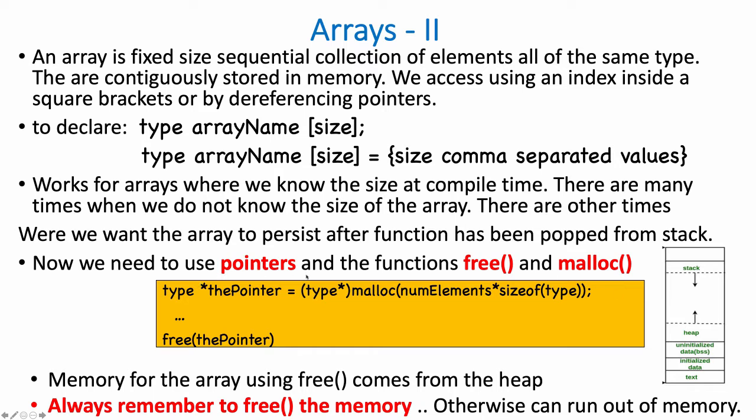To allocate memory from the heap, there's two functions available. These functions are malloc and free. Malloc and free must always be used in pairs. If you malloc something, you should always free it.